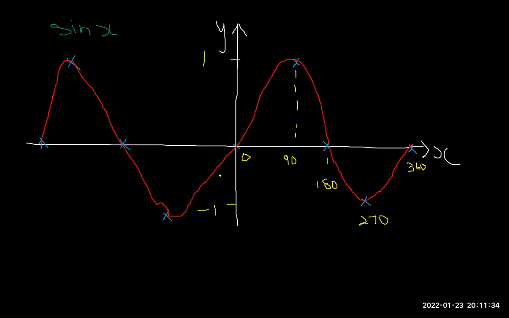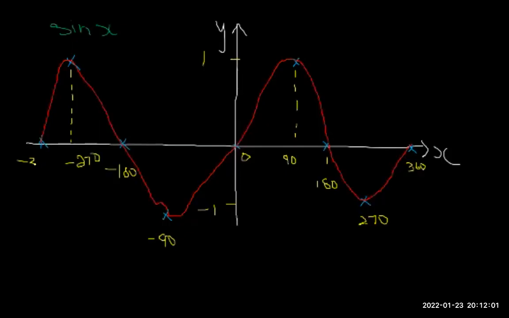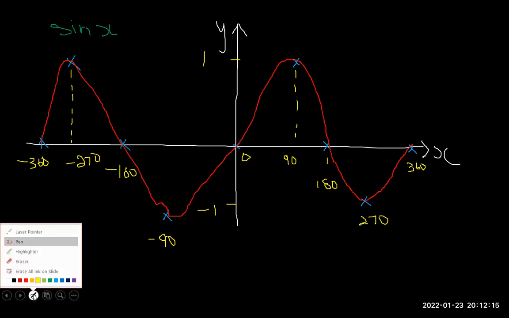Same thing here. This would be -90. Sine of -90 is -1. Sine of -180 is 0. Sine of -270 is 1. And sine of -360 is 0, right? So by plotting all these points, they realized that this is the pattern that was created, right? And that's how the sine graph came about.